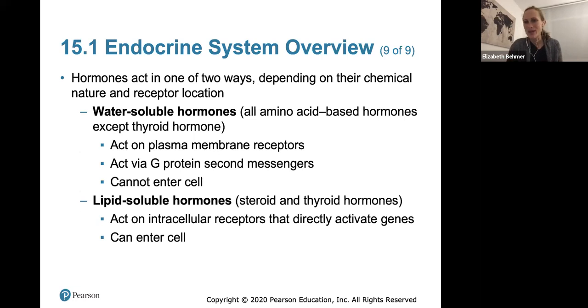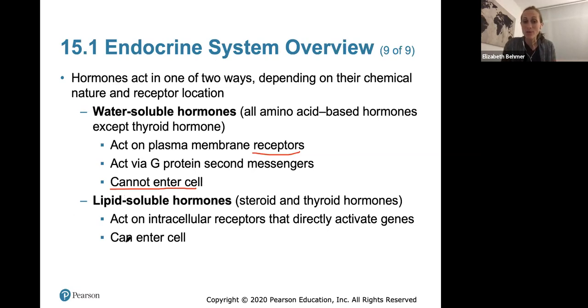Hormones act in one of two ways, depending on their chemical nature. Hormones can be water soluble or lipid soluble. If a hormone is water soluble, that means it cannot enter the cell, because remember, the cell membrane is made up of a lipid bilayer, and water and lipid can't mix. So water soluble hormones will act on a receptor on the cell membrane, and they'll go through what we call a G protein relay race as they pass on their message through a second messenger for the information to get into that target cell.